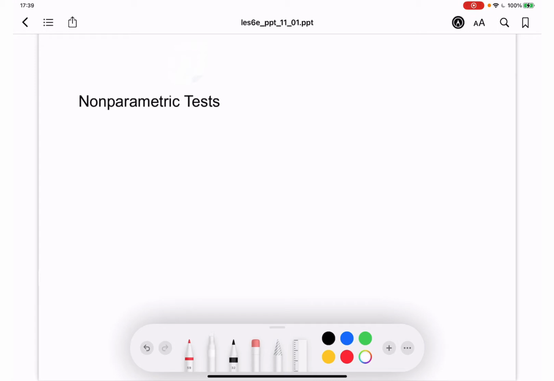Non-parametric tests, or distribution-free tests, do not require that samples come from populations with normal distributions or any other particular distributions. Okay? So in the case of non-parametric tests, we are doing hypothesis tests that do not require any specific conditions about the shape of the population distribution or the value of a population parameter.